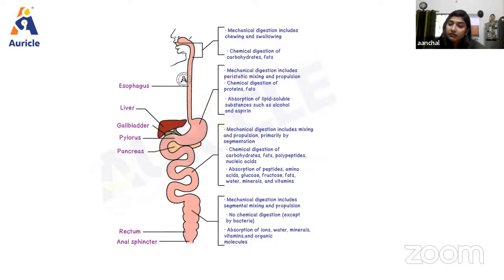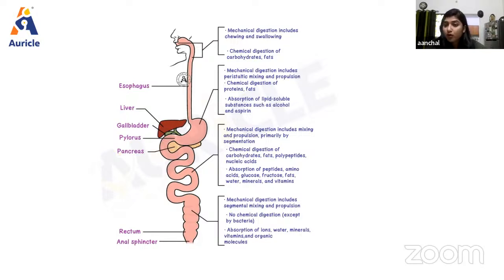Whenever we talk about digestion, it basically occurs in two parts. The first is mechanical and the second is chemical. In mechanical digestion, the food gets broken down into small particles, and chemical digestion involves enzymes that are secreted by various glands and various cells in the GIT. Those enzymes act upon the food and help in its digestion, making it into a simpler and more soluble form.